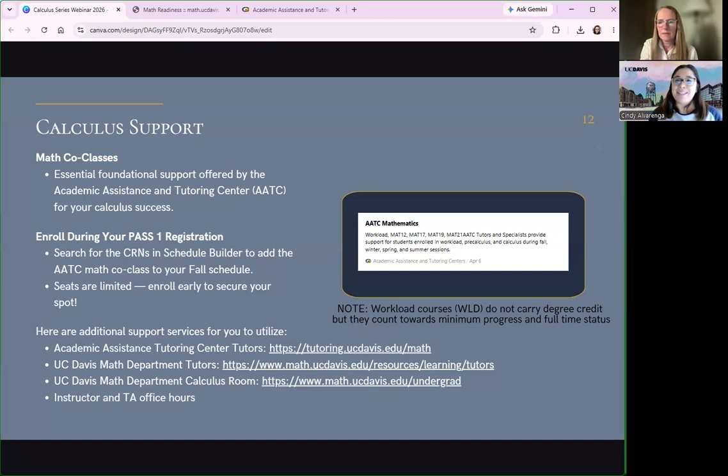But again, just having that consistency and that support is essential. There's also the UC Davis Math Department tutors. They have their own tutors quarterly. And then there's a thing called the Calculus Room, which I believe they have grad students attend. Essentially, it's like a virtual room and maybe in person if they change that. But essentially, it's them giving their time to help you through those calculus courses.